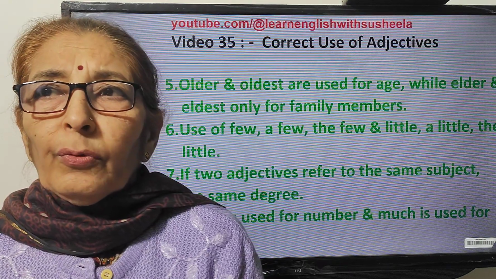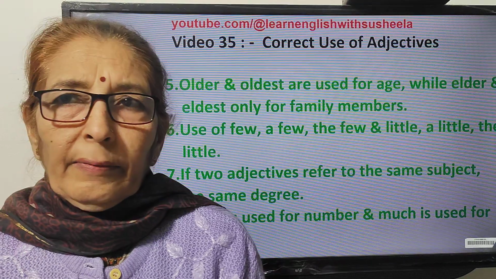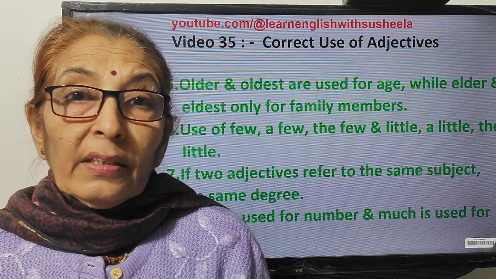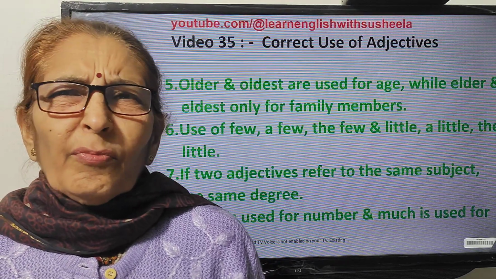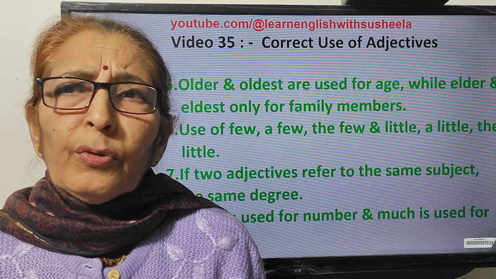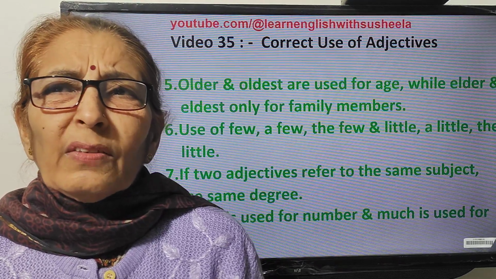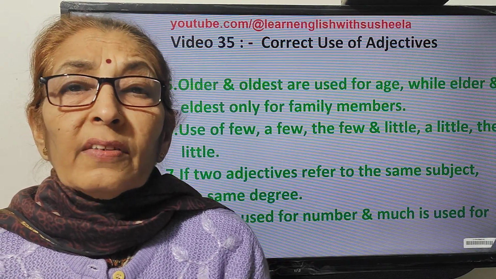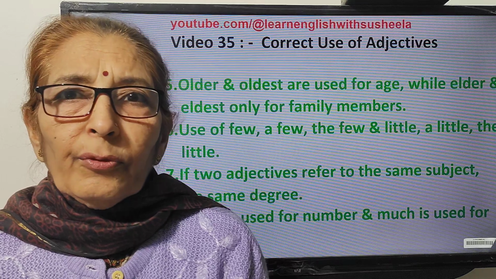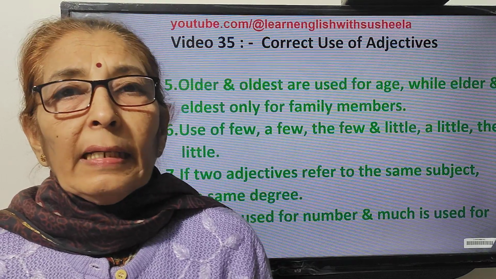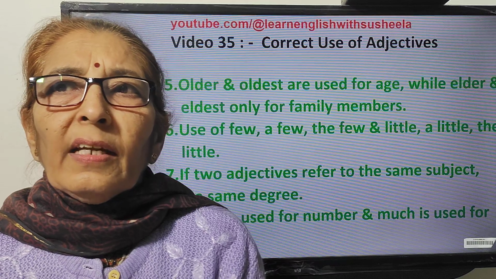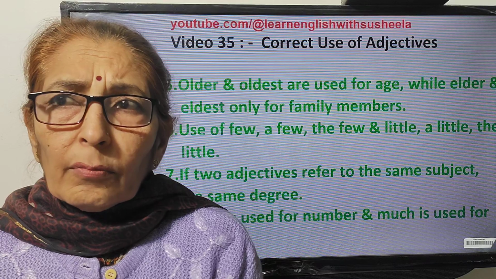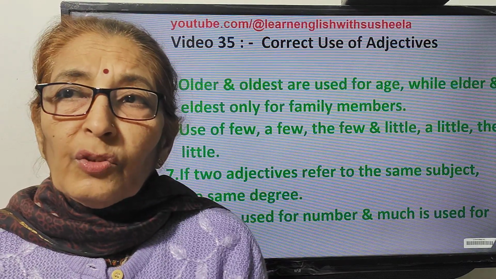Then the use of few, a few, the few, and little, a little, the little. Now few, a few or the few are used with countable nouns, which you can count. So you can say today few students are absent, meaning almost no one. Few is a negligible word, very less, which is negligible, so it's used in a negative sense. A few means some. A few students are absent today. And then the few students who are absent came late to the class. So this way you should understand that few means negligible, a few means some, and the few means those few which we are referring to.